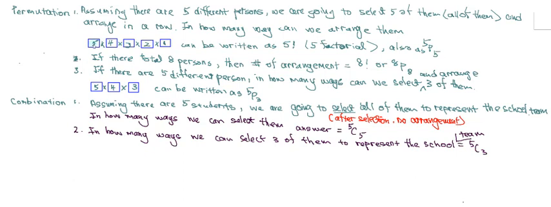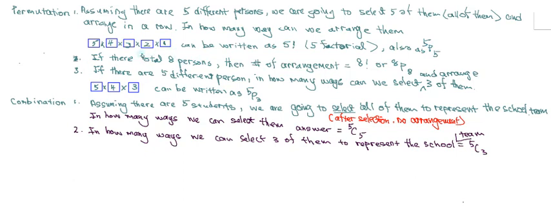So the number of permutations, or the ways that you can arrange them, can be written as 5 with an exclamation mark. It's called 5 factorial. It's also written as 5P5. The top number represents the total number of available persons. The number at the bottom is the number of people you're going to select from the total number of people at the top. So in this case, you're going to select all of them. That means 5P5.